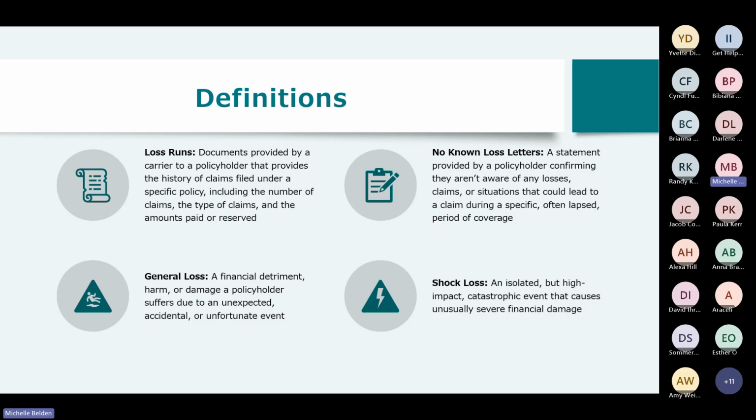A no known loss letter is different than a loss run. We can get that when, it's a statement when either an insured is just starting out, maybe they've worked in an industry before, and now they've started their own new venture. So they have experience, but they've never had their own coverage before. So we could get a no known loss letter in that instance.